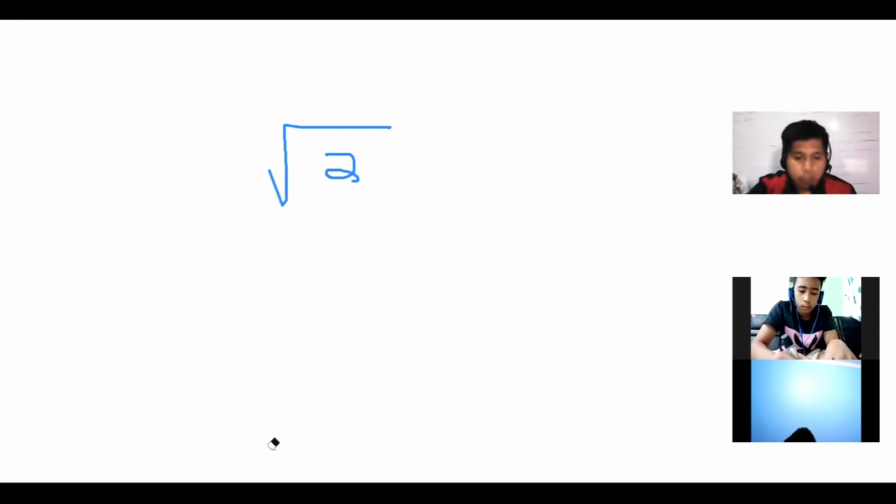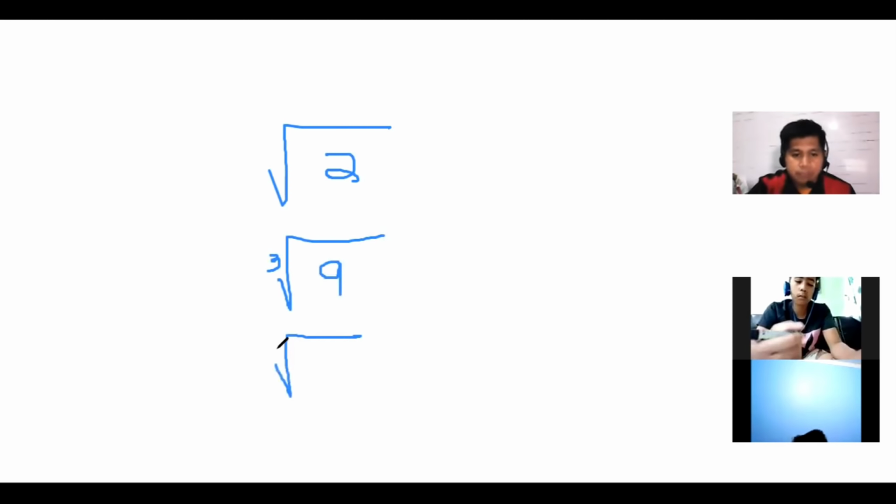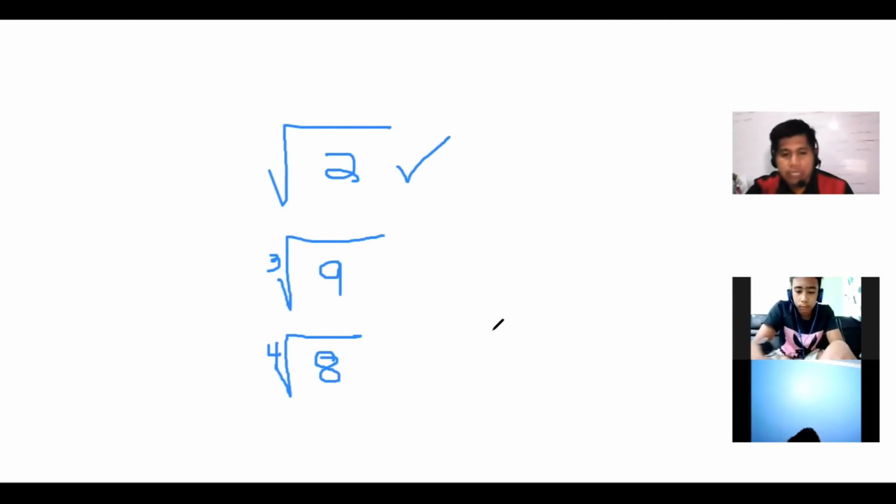But if you have your cube root, if you're going to write your cube root, don't forget always to put your 3 as your index. Do you follow, children? Same true with your fourth root. Don't forget to write your index. By the way, children, only for square root we don't put any number as our index. Only for your cube root, fourth root, fifth root, sixth root, etc. So again, the number that we are writing here on the radical sign is your index.